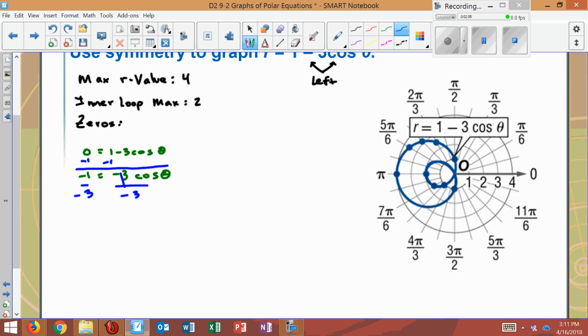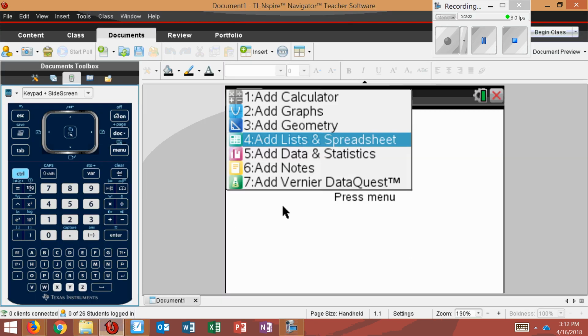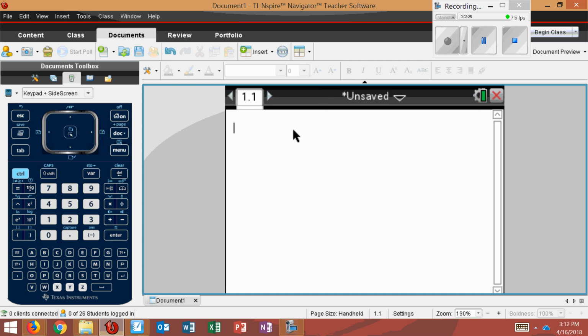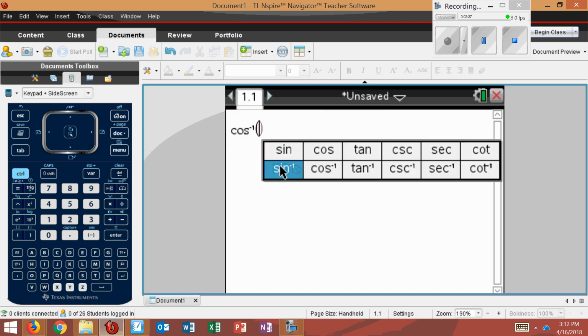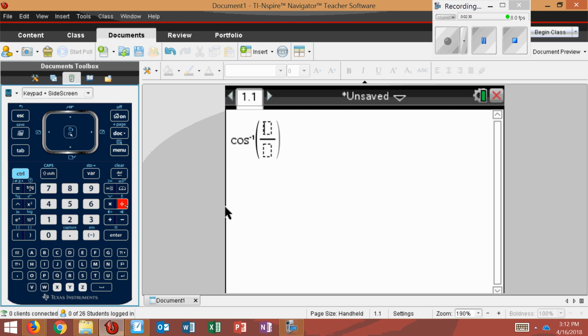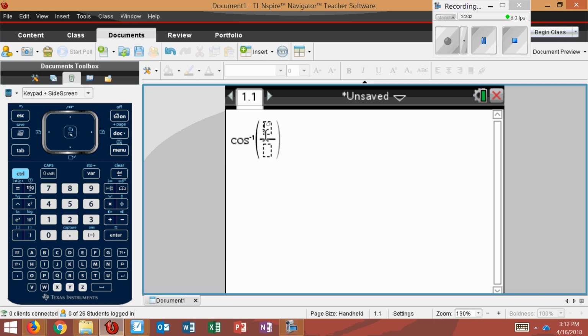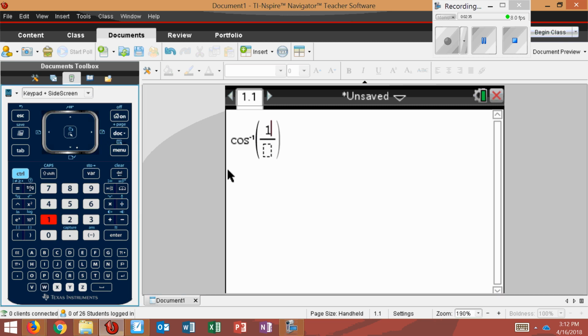And when I do this, I get that positive 1/3 is equal to cosine theta. And so now you would just do an inverse. And so it's cosine inverse of 1/3 equals theta. Now we don't have a real value for that. So in the calculator, we could type this in. And we could just say, what is the inverse cosine of 1/3? And we get this value. So this is in radians.